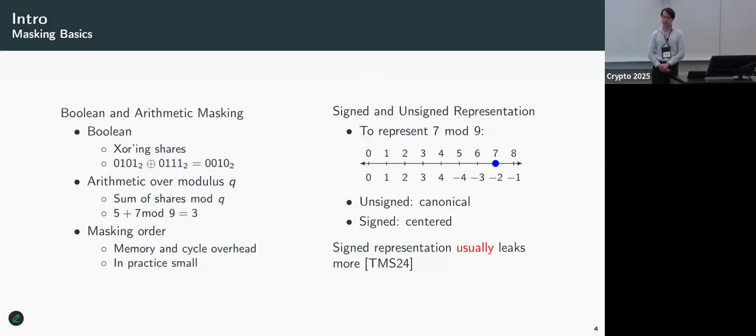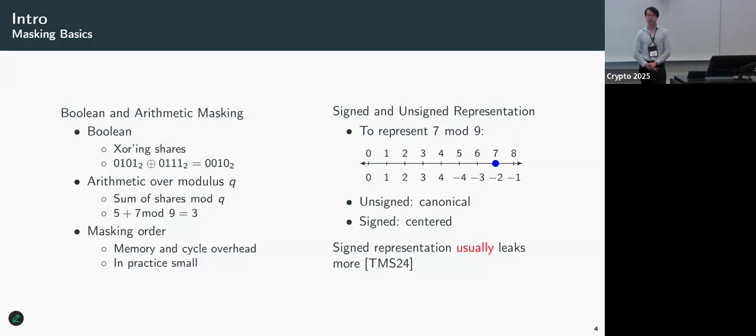So what is masking exactly? It's actually very simple. The basic idea is that you want to split a secret value into multiple shares, and only when you know all of those shares, by combining them, do you obtain the original secret. There are two common masking types: Boolean masking and arithmetic masking. For Boolean masking, it's very simple. You just XOR all the shares, and you obtain the original secret. For arithmetic masking, you have to define this over modulus Q. Then the sum of all shares mod Q is the original secret. We further define the masking order as the number of shares minus 1.